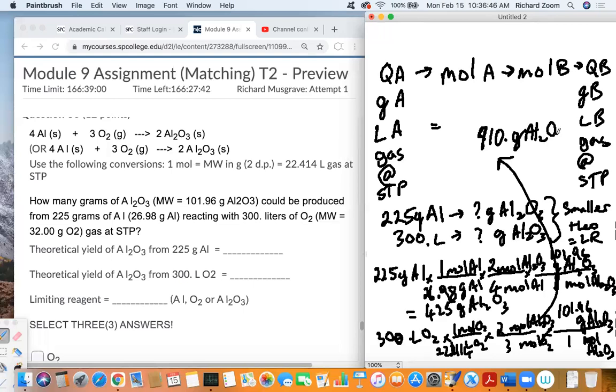So you're asking yourself, which one is the limiting reagent? It's the one that gives the smaller amount of Al2O3, which is going to be the aluminum. So the aluminum is limiting, and the amount of grams of Al2O3 we'd get would be 425. We can only get the least amount, not the most amount, from this. 300 liters of O2 would have given 910 grams if we had enough aluminum to react with it, but we don't. So aluminum is the limiting reagent.